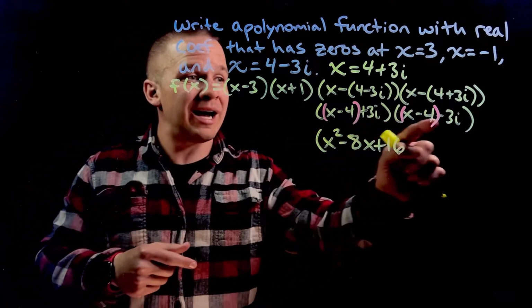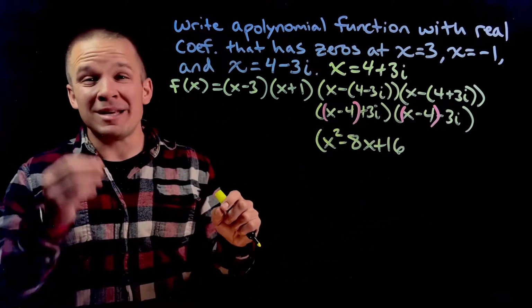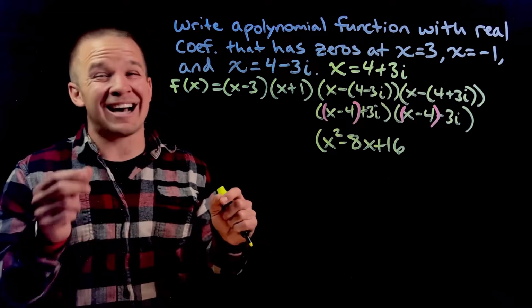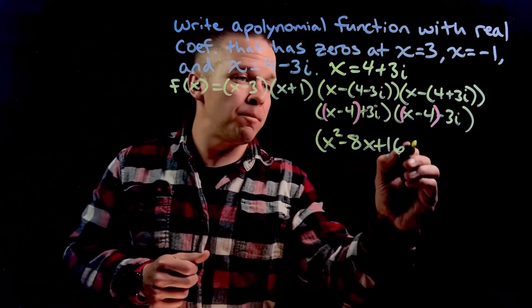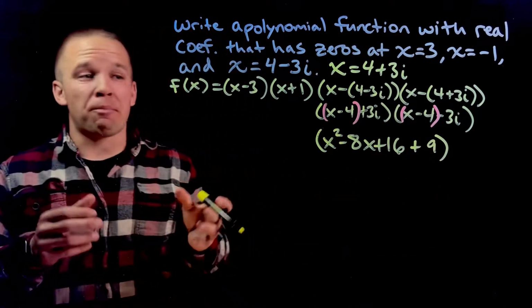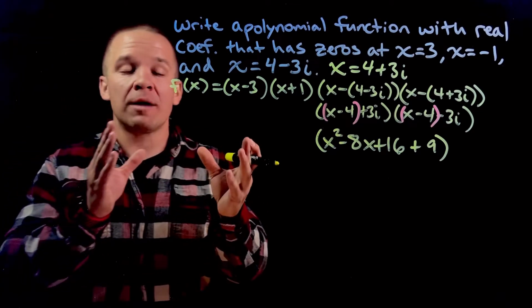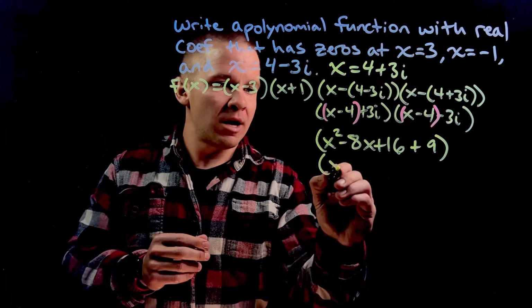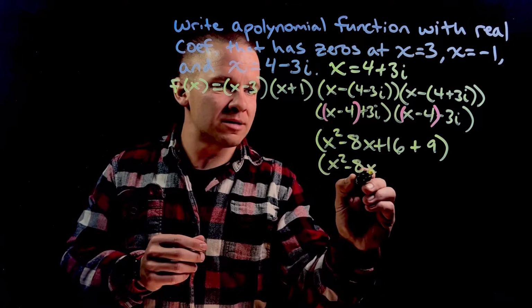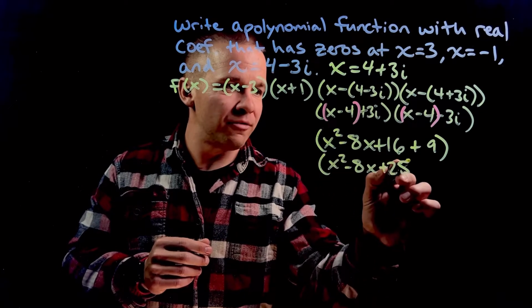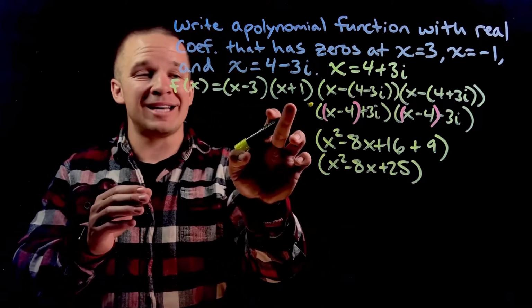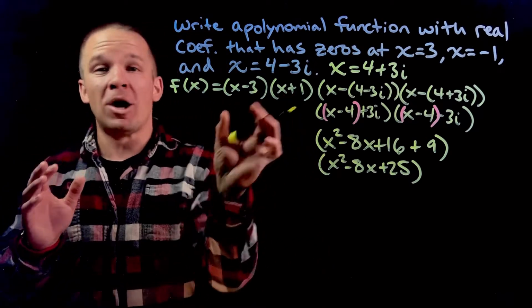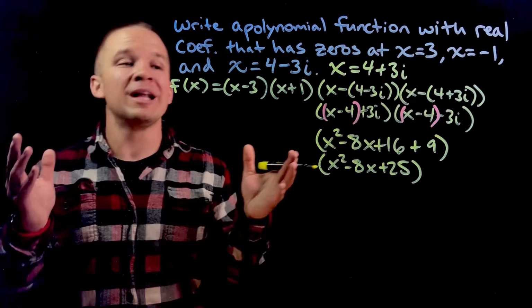Then I have 3i times negative 3i. That's going to be negative 9i squared, and since i squared is -1, I'm going to get plus 9. This type of problem has so much work, it can be helpful if you can do a few steps in your head. So now I have x squared minus 8x plus 25. And now I'll bring these two back together. And why not? Why not multiply these two together right now? Shall we? Let's do it.